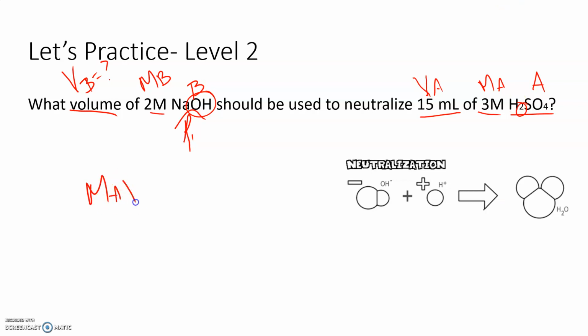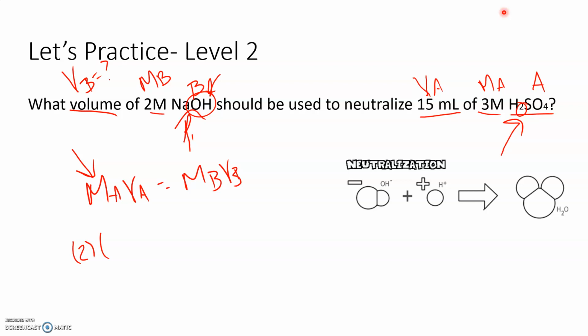You are still going to use MAVA. MAVA equals MBVB. But because the acid has 2 H's for every one OH in the base, you need to multiply the acid side of the equation by 2. So I'm multiplying the acid side of the equation by 2 because there's 2 hydrogen ions in that formula. From there, you proceed as we just saw.